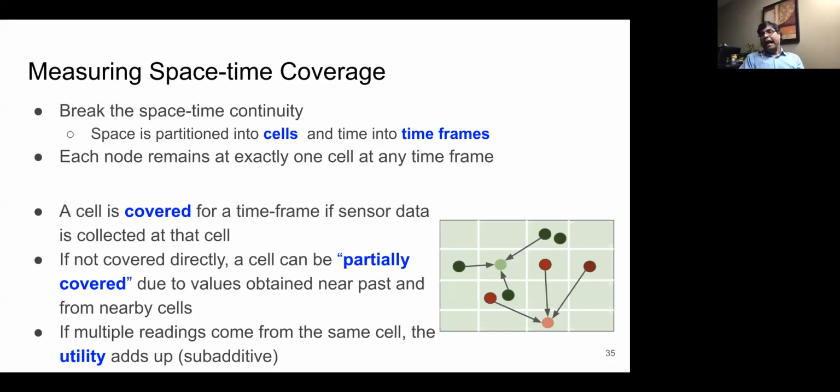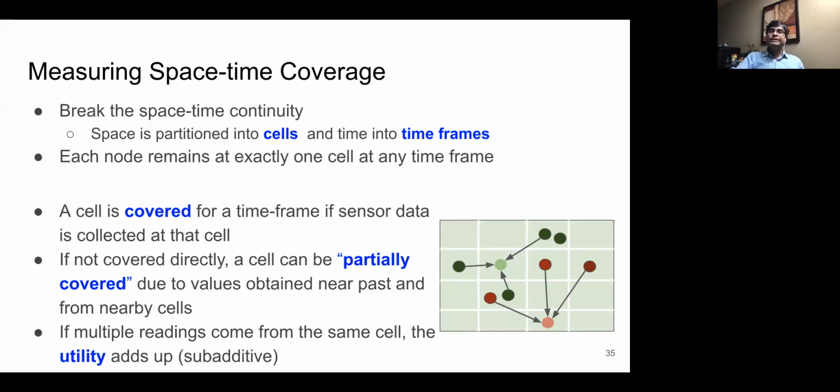And it's not happening only in the space dimension, it's also happening in the time dimension, right? If I have a sensor reading for this minute, and if I have a reading in the next 5 minutes, then I can say these are temporally correlated, or temporally covered. So that's the key concept introduced here.